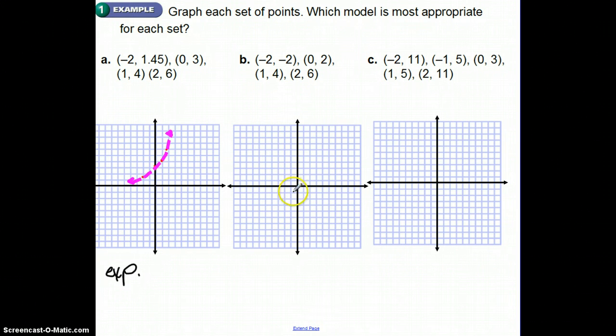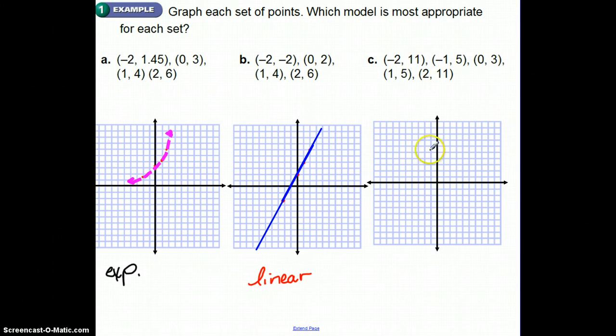Okay, next one. -2, -2, 0, 2, 1, 4, and 2, 6. I can tell because it lines up like that, we're talking about something that's linear. So this one's going to be linear.